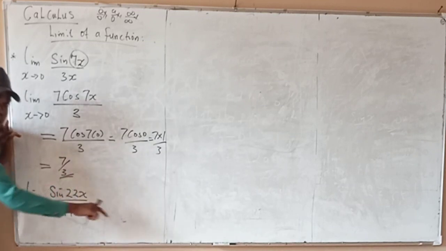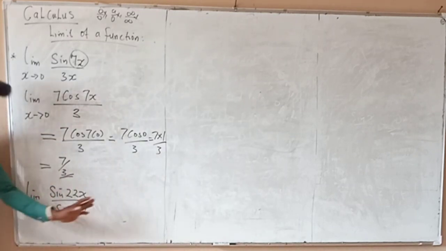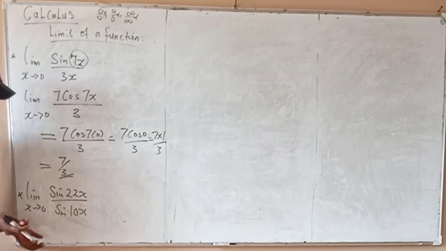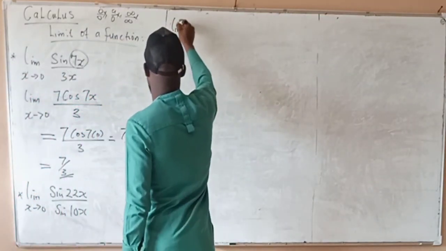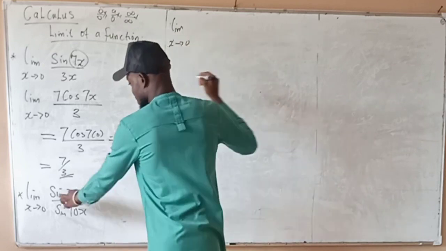Sine 0 will give us 0. So we don't give 0, we put 0 directly. There's only not put 0 here. Let's use number 2, differentiating both sides. So differentiate the upper side first. Differentiate sine 22x.